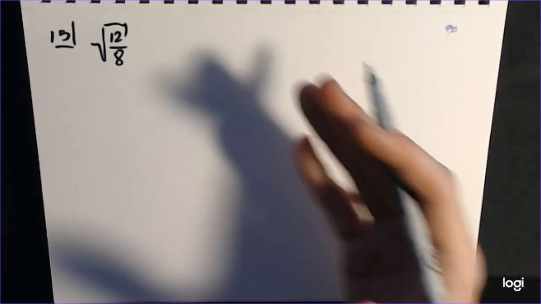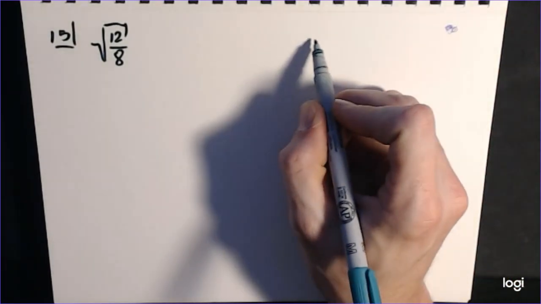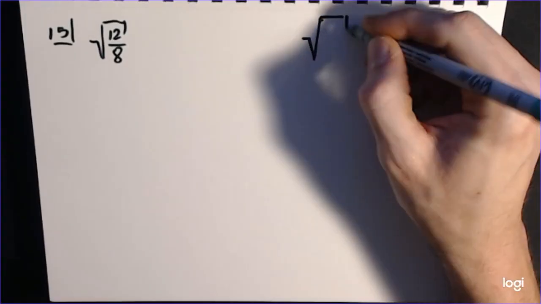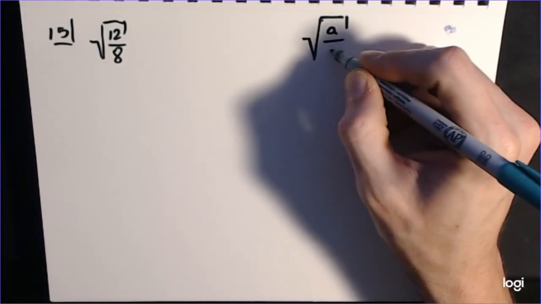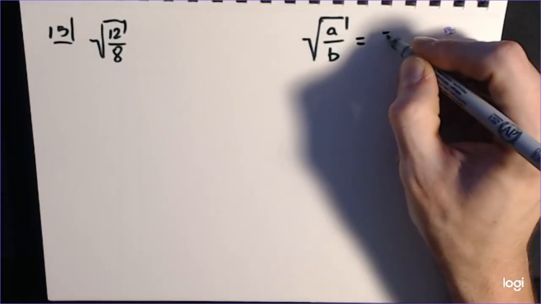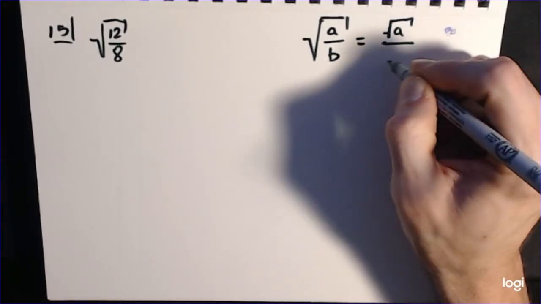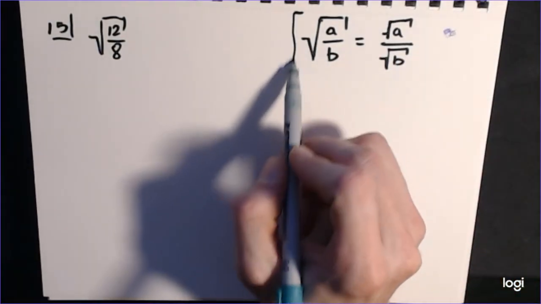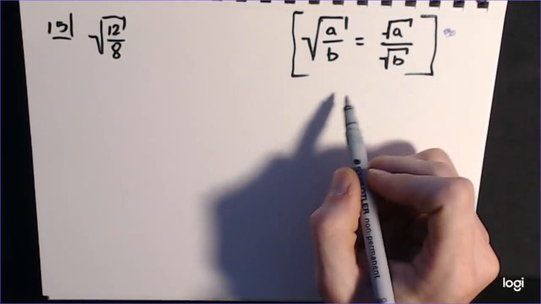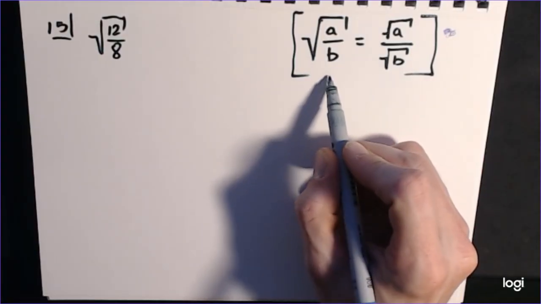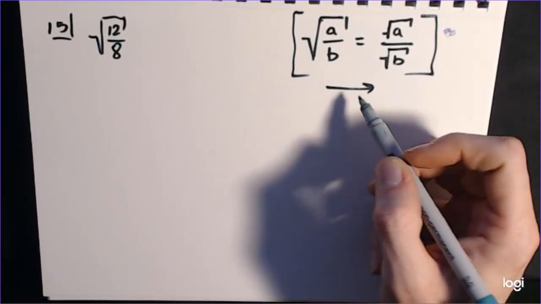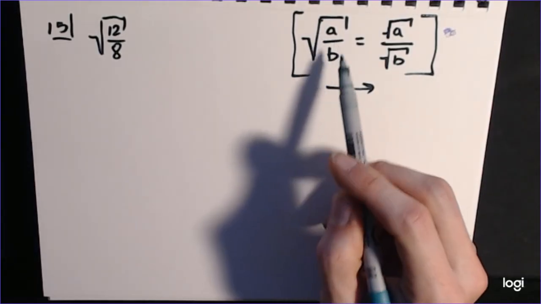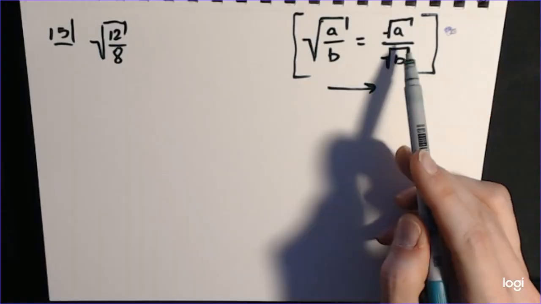Now, when we're working with square roots, it's important to remember our rules, which for square roots containing fractions, we have the square root of a divided by b is equal to the square root of a divided by the square root of b. It's important to look at this identity in both directions. Looking at it from left to right, if we have a square root of two things that we're dividing, we can separate them.